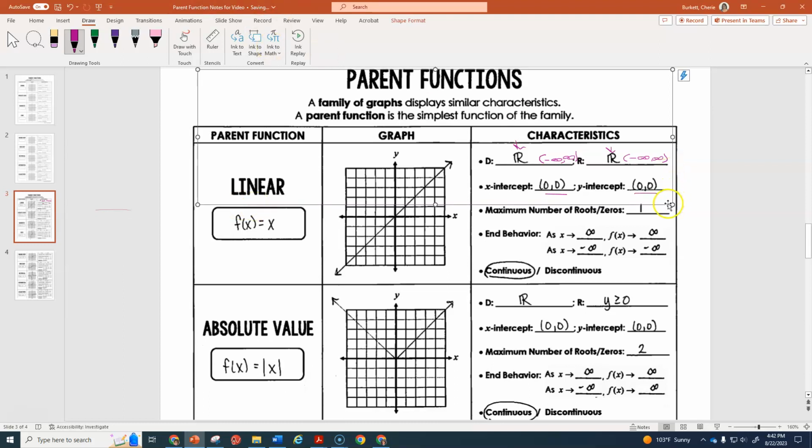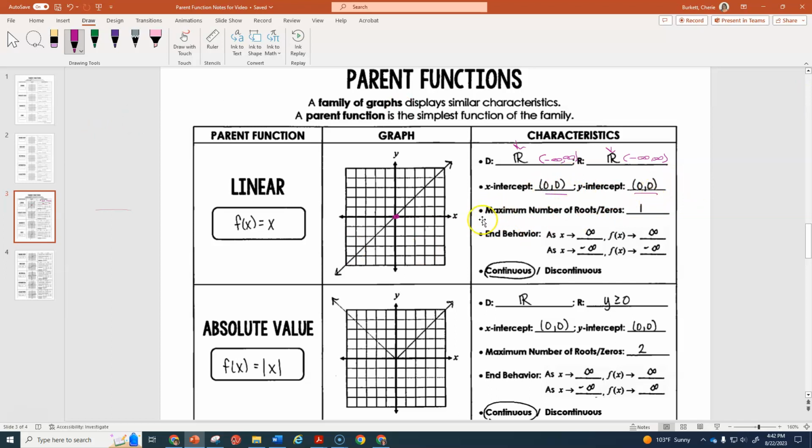I don't know what that box is. I just tried to get rid of it. We can see that the x and y intercept is the same. It's 0, 0. That's because this line right here is passing the x-axis at the origin, and it's also passing the y-axis at the origin. So the point 0, 0 is both the x and the y-intercept.